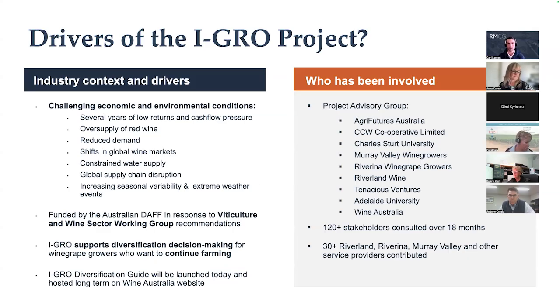the research and development corporations, CCW Co-op, a couple of universities, the regional warm inland growing associations, as well as some agtech innovators as well. We consulted with over 120 stakeholders across the Riverland, Riverina and Murray Valley over the 18-month period, and more than 30 of you as service providers were involved in the testing and piloting of the guide itself.